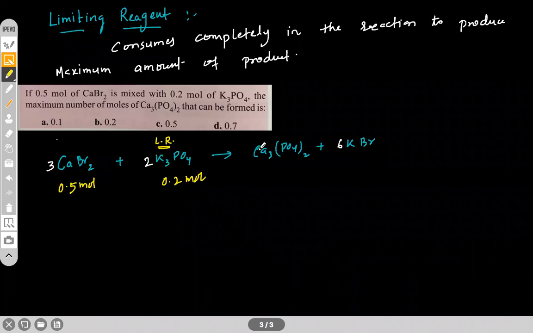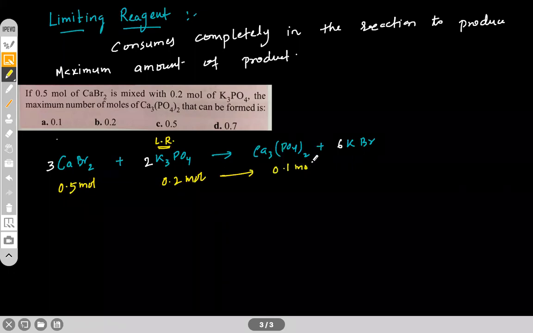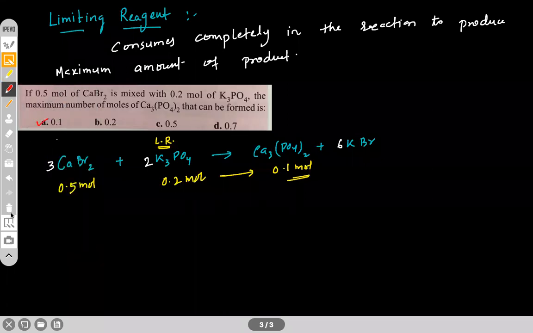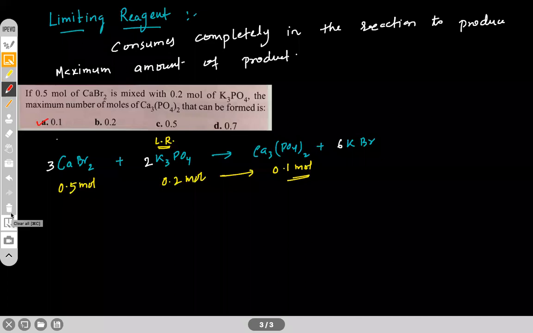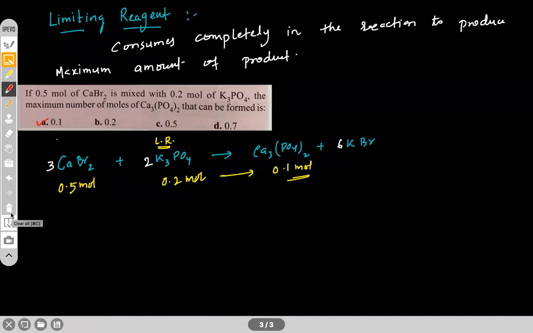So 2 mole gives 1, so 0.2 mole gives, right? 2 mole gives 1, half of it. So 0.2 mole gives 0.1 mole of Ca3(PO4)2. The answer is option A. Easy one.